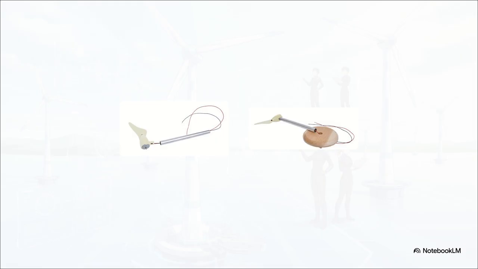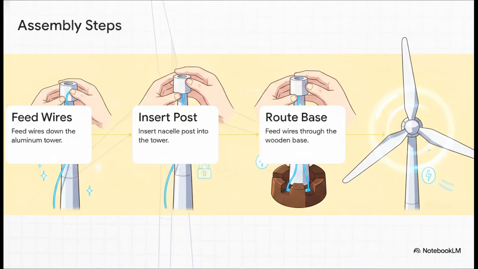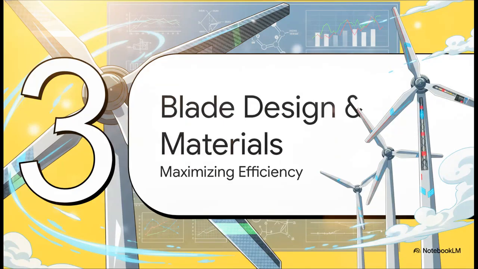This is the exact same fundamental architecture used in massive commercial turbines, just scaled down so we can literally hold it in our hands. Building one of these functional miniature turbines is actually surprisingly accessible. You just feed your wires down the tower, secure the nacelle post, route your electrical connections through the base, and then press your blades onto the generator shaft. It's a pretty straightforward mechanical assembly for sure, but it perfectly models how structural support and mechanical energy capture work together.